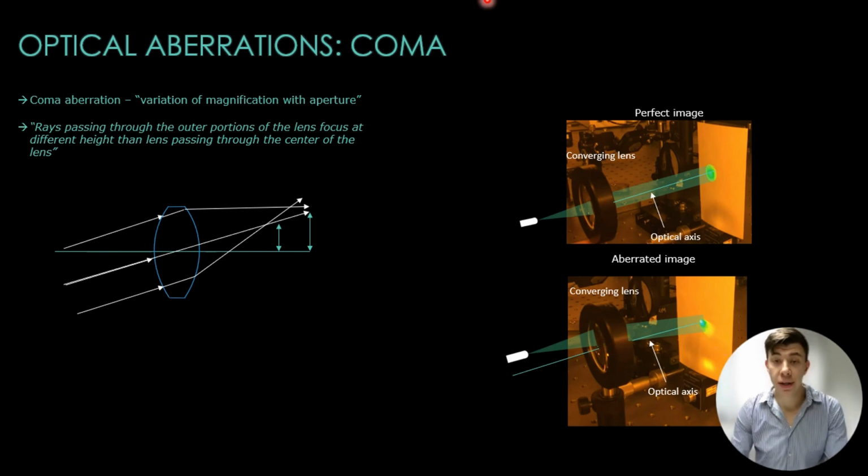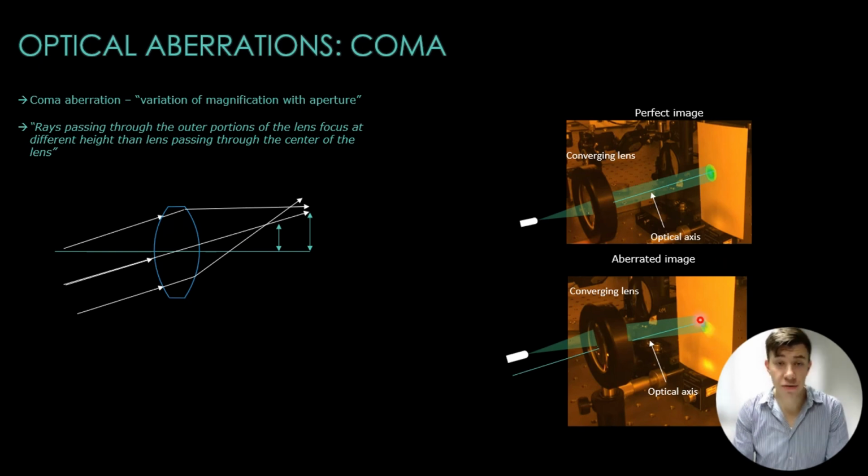Coma arises from the geometry of spherical lenses and mirrors. The further away a ray is from the optical axis, the more it is bent upon entering the lens or reflecting from the mirror. This leads to different focus points for different parts of the beam. The resulting image is a complex pattern of varying intensity, with the brightest spots toward the center and a tail extending away.